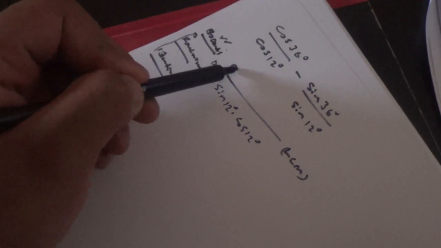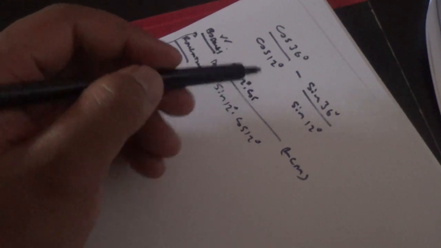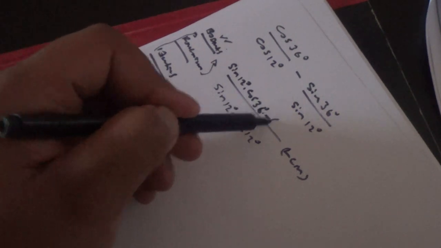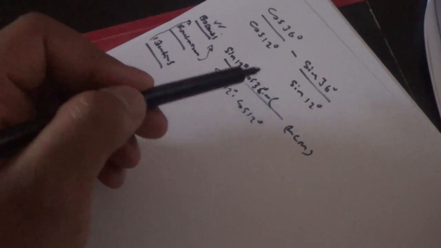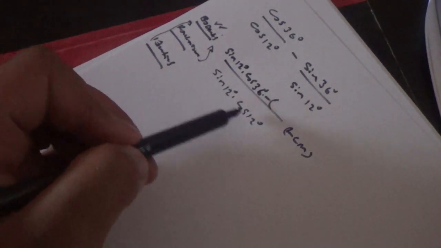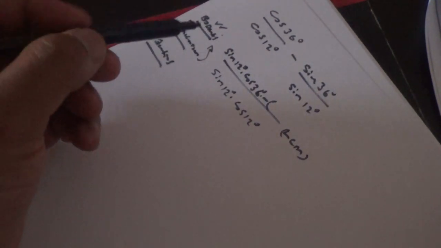So all you have is sine of 12 degrees cos of 36 degrees minus. And then of course, here you don't need to put any bracket. Okay, so here you take this, you divide by that. The sine 12 cancels out. You remain with cos 12. Cos 12 multiplied by the numerator.